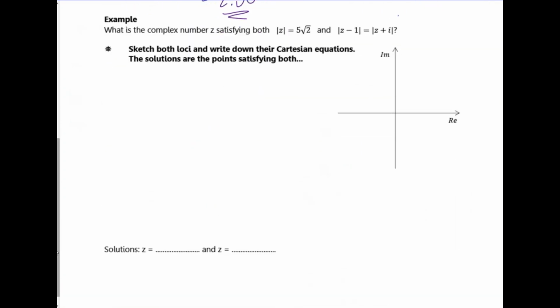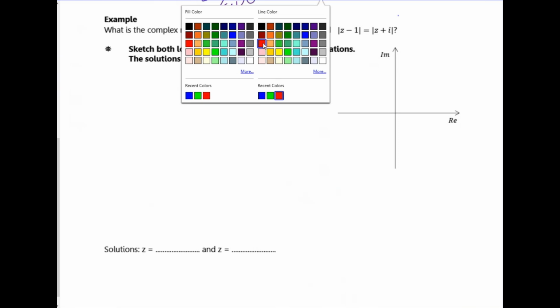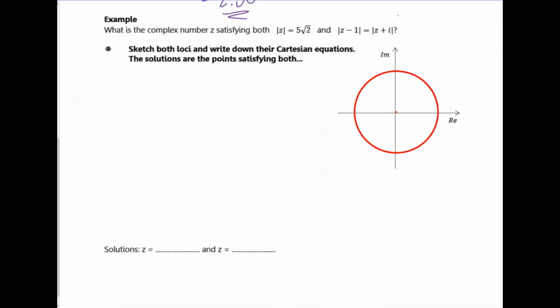Another common thing to do is to find points of intersection between two loci. So here we've got a circle and a perpendicular bisector. We've got a circle with radius 5√2, centered on the origin. Label the intersections with the axes.